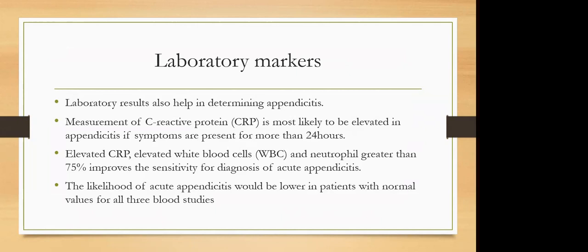Laboratory markers. Laboratory results also help in determining appendicitis. The measurement of C-reactive protein, CRP, is most likely to be elevated in appendicitis if symptoms have been present for more than 24 hours. Elevated CRP, elevated white blood cells, and neutrophils greater than 75% improve the sensitivity for diagnosis of acute appendicitis. So the likelihood of acute appendicitis would be lower in patients with normal values for all these three studies.